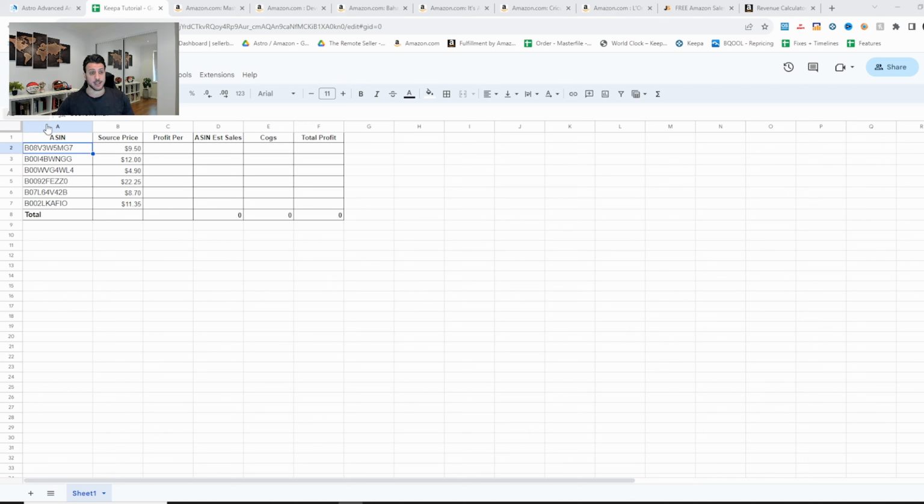These are the ASINs we're going to be going over in our example and Keepa tutorial. Here are their prices. We're going to try to make a good decision whether to buy these products or not, or if we should just ignore them. First, the free tools that I mentioned earlier.